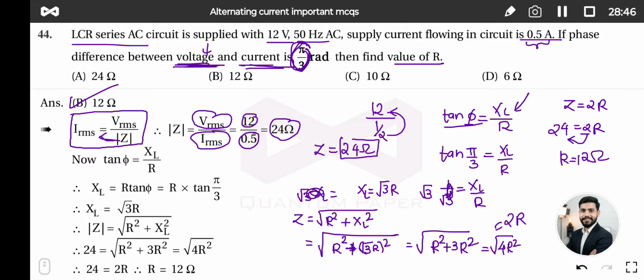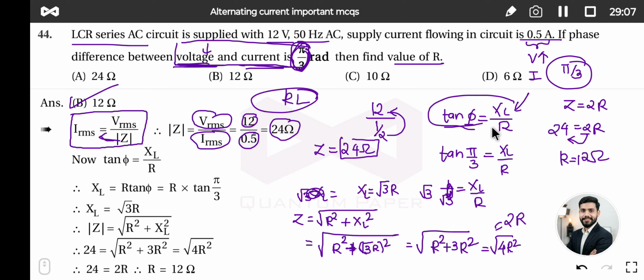So the important catch for this question is this keyword. The phase difference between voltage and current is given as pi by 3. So voltage and current phase difference pi by 3 is given. That means voltage is leading current by pi by 3. That means it is nothing but an RL circuit. That's why we have used the formula tan phi is equal to XL upon R. Okay, look at the next question.